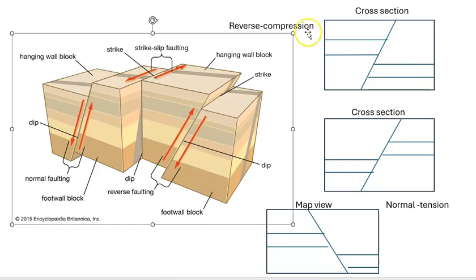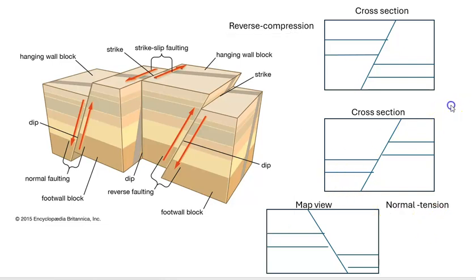So we have three types of stress. We have compression, we have tension, and the third one is called shear. Okay, so whenever you have a reverse fault like this, it's always compression. Whenever you have a normal fault like this, it's always tension. How do you know? You need a cross-section view. You need the side view in order to identify either a reverse or a normal.